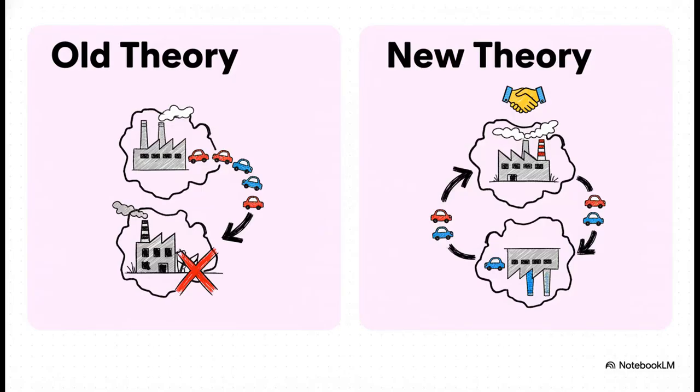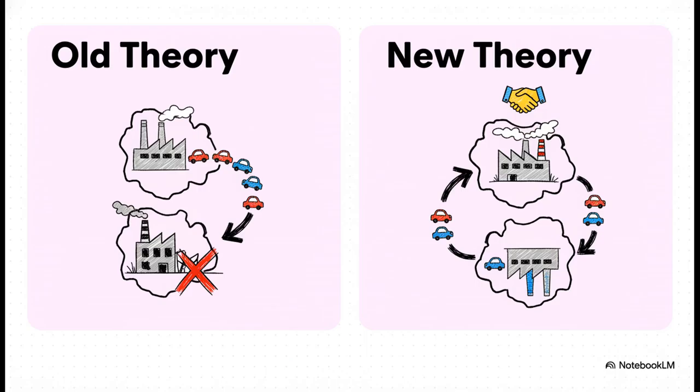See, the old theory, the one based on comparative advantage, made some pretty scary predictions. It basically said that if you open up trade, entire industries in some countries would just get wiped out. So if Italy was better at making cars, well, tough luck for the entire French car industry. It might just disappear.